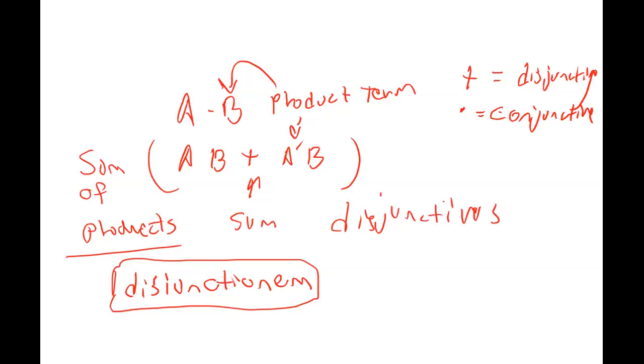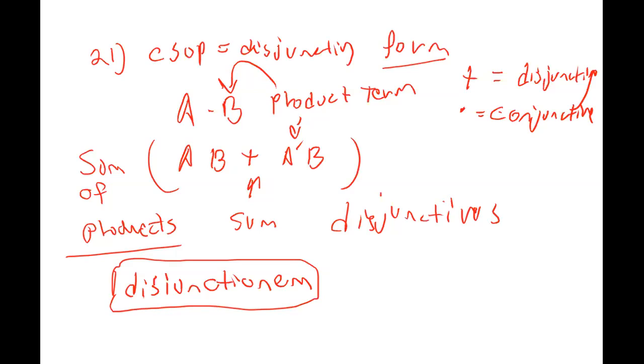Anyway, they call it a disjunctive form. And so when you're looking at the test, question 21 asks, is a canonical product of sums a disjunctive form? And the answer is yes, it is. Canonical sum of products is a disjunctive form.